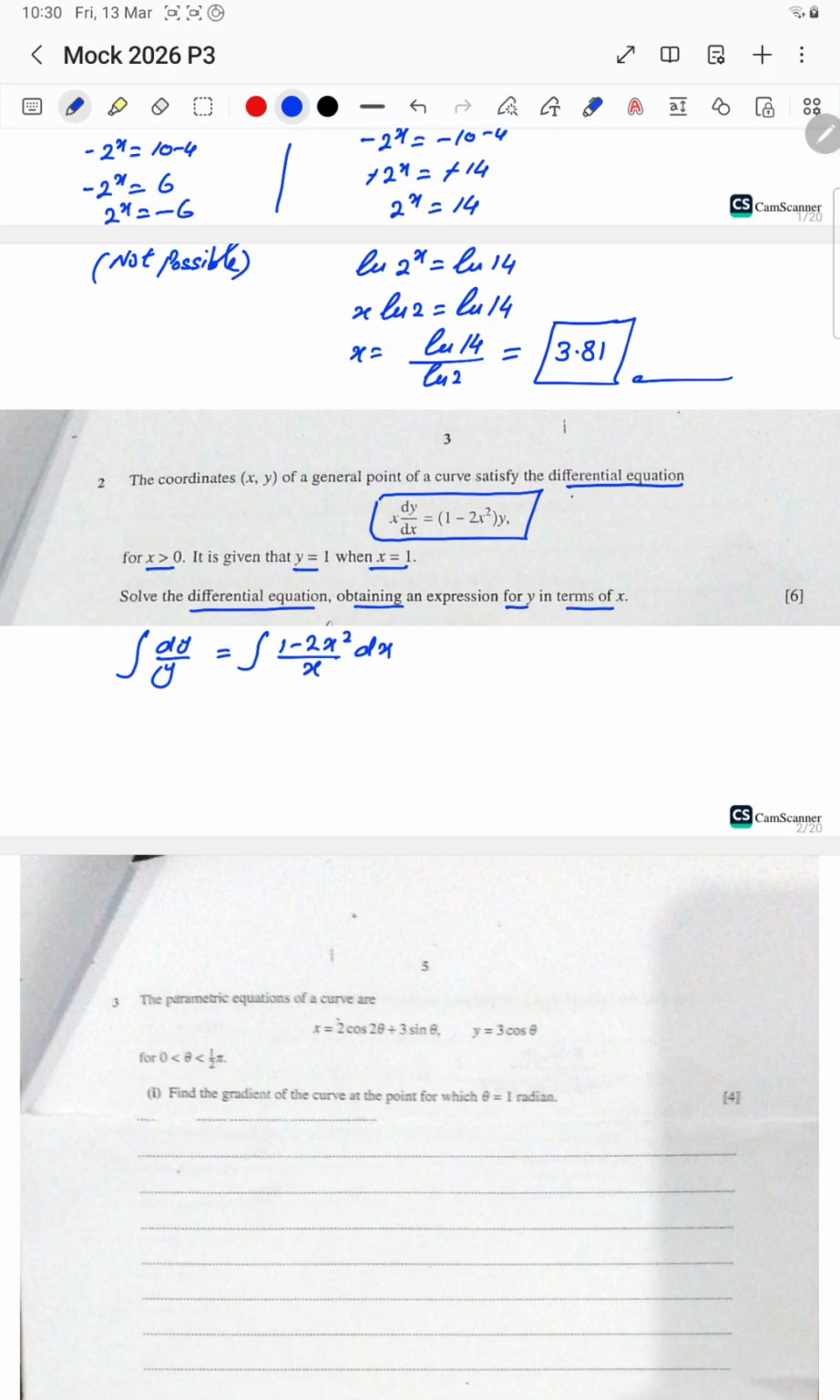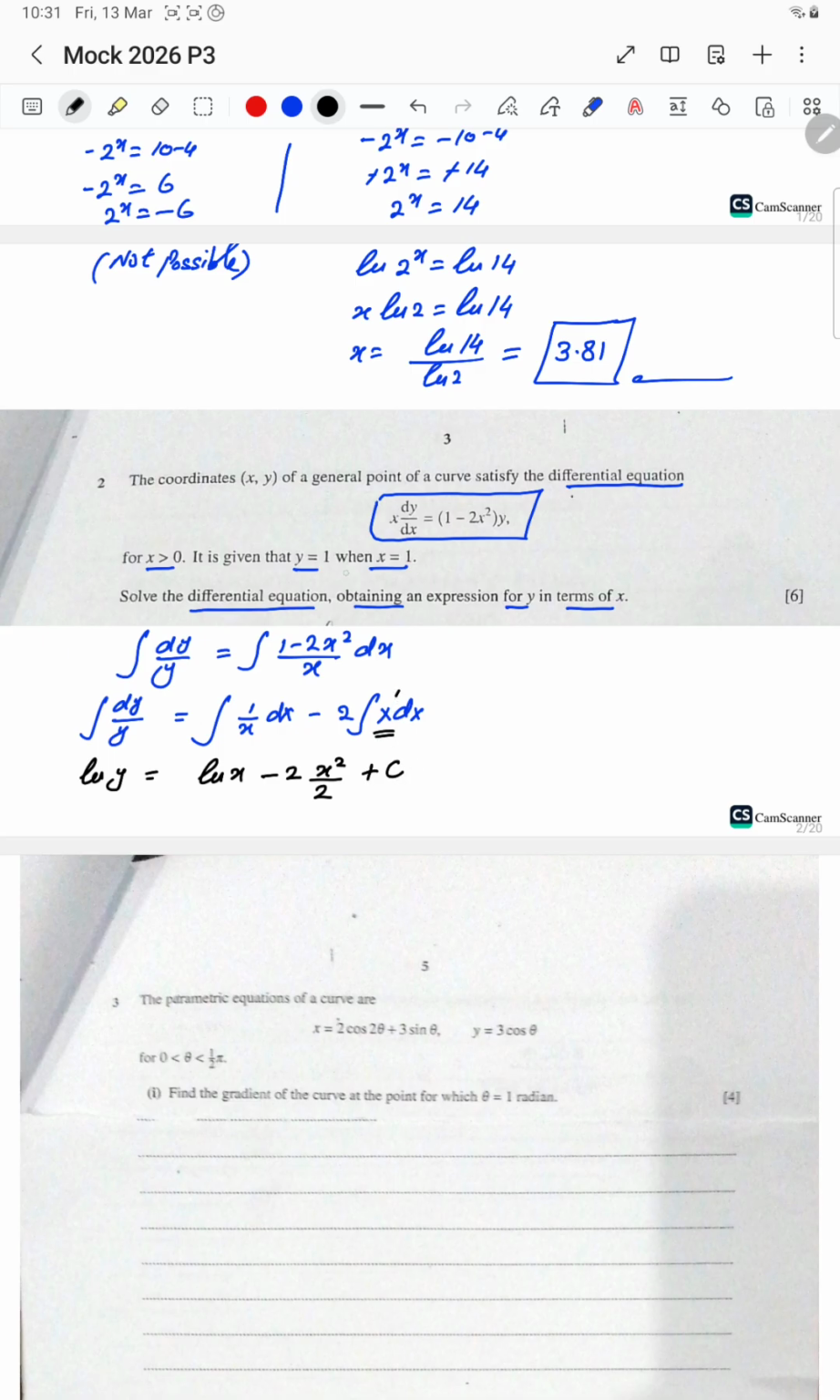The step says first separate the variables x and y on either side of the equality and then integrate them. Before we integrate, I can write it as the integral of dy over y is equal to, separately I will divide it, 1 by x dx minus 2x dx. Now I will integrate it. So it will be natural log of y equal to natural log of x minus 2x square by 2, as the power rule of integration, plus constant c.